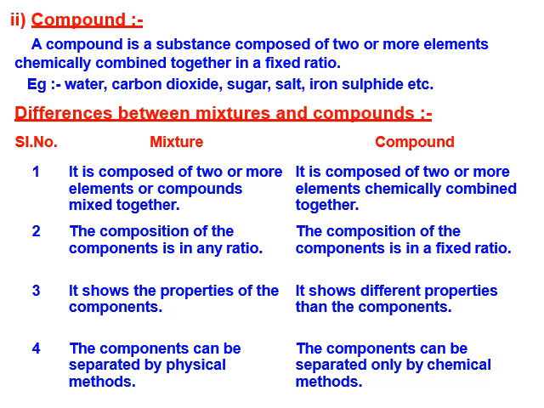In a mixture, it shows the properties of the components, but a compound shows different properties from its components. You can see water is in liquid form, but hydrogen and oxygen, from which it is made, are in gaseous form. The components of a mixture can be separated by physical methods, as we have already seen, and components in a compound cannot be separated by simple physical methods.